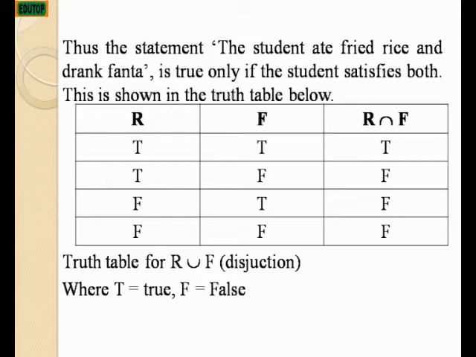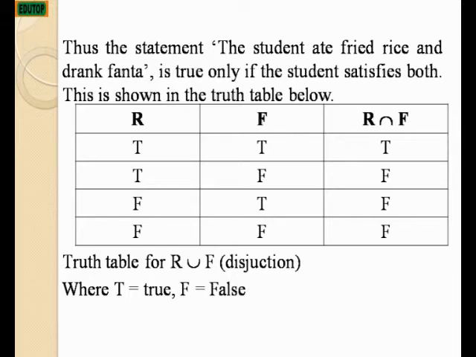Let's now take it one after the other. Those that ate fried rice, true. On the same row we have true for those that drank Fanta, and the statement is true for R intersection F. But for the third row, where we have those that ate fried rice but did not drink Fanta, R intersection F, that is those that ate fried rice and also drank Fanta, is false. Because the statement has to be true for both sub-statements. Then when we have those that did not eat fried rice but drank Fanta, R intersection F is false.